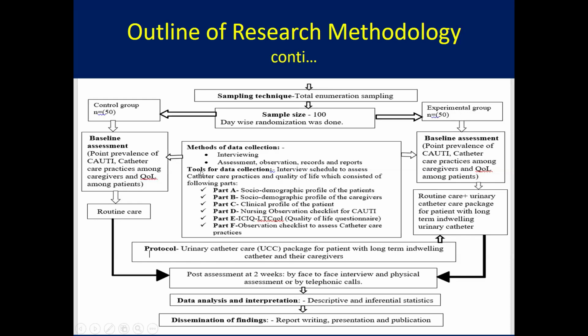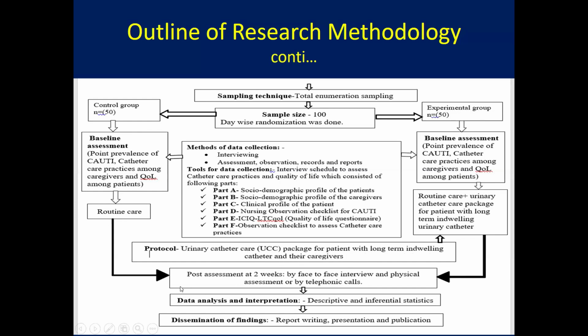And after that, these are the tools for data collection. So this is the interview schedule and it consisted of the following parts. So we have to mention each one in this flow diagram or in this plan. And then we use this protocol, and this is a urinary catheter care package for patients with long-term indwelling catheter and their caregivers. And in the experiment group, we use this protocol with the routine care. And in the control group, we just give routine care.